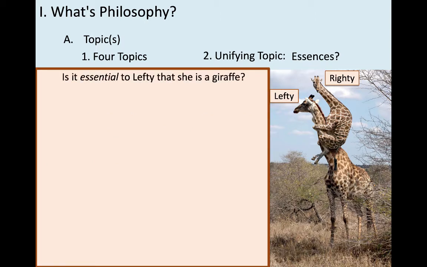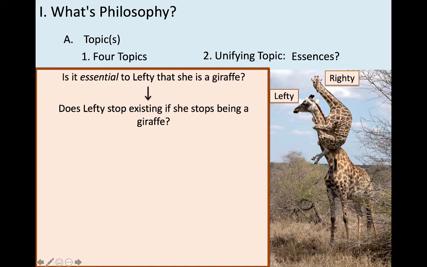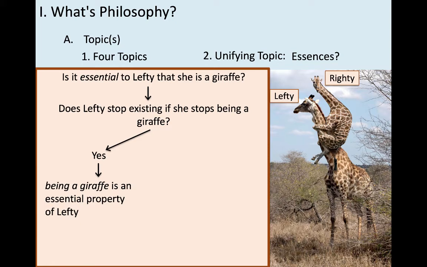Okay. How about this? Is it essential to Lefty that she is a giraffe? So we need to ask, does Lefty stop existing if she stops being a giraffe? Suppose that some mad scientist comes along and reprograms the DNA in her cells, and consequently she goes through some radical transformations. That is, this bit of matter becomes a very different kind of matter. You might say, yes, that would no longer be Lefty, because being a giraffe is an essential property of Lefty. Or you might say, so long as the psychology is preserved, it still is Lefty.